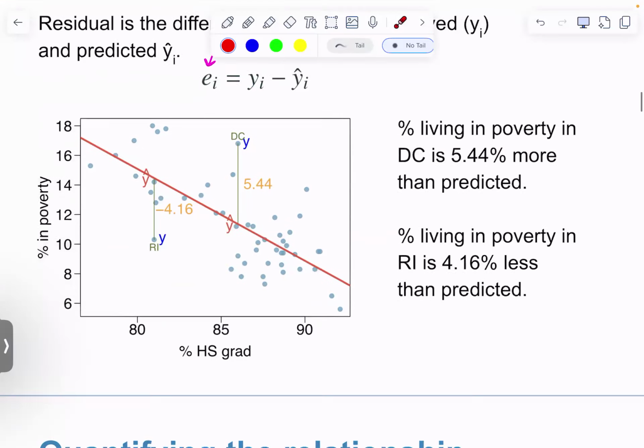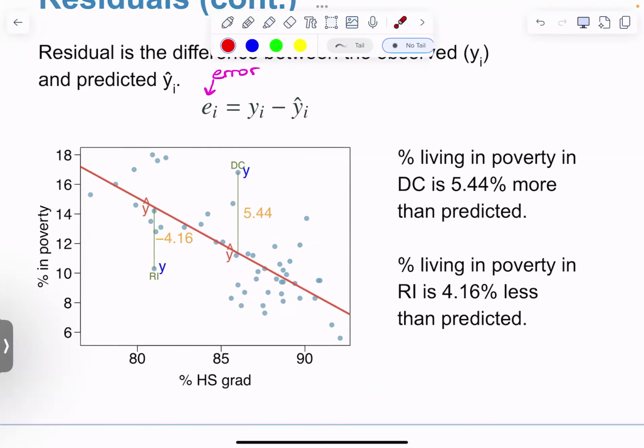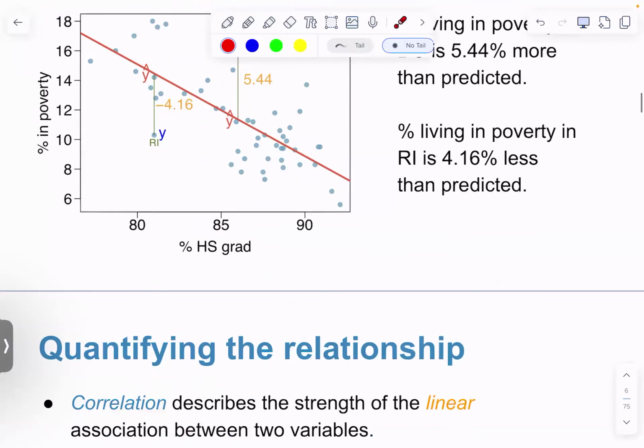And so we take the observed y at that point minus the predicted value at that point. I don't use the e. You're welcome to. And on the assignment, I think maybe I use e, but on your formula sheet, it just says residual. So whatever you want to use is fine. But it's just the error. And so we can calculate the residuals of all these data points.